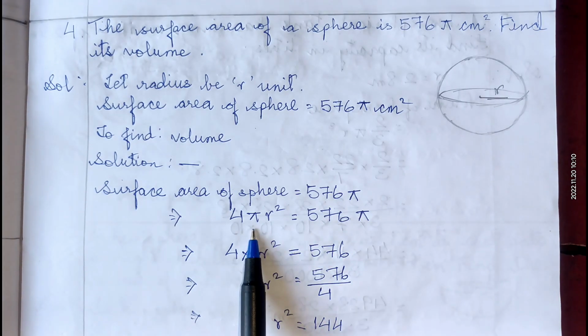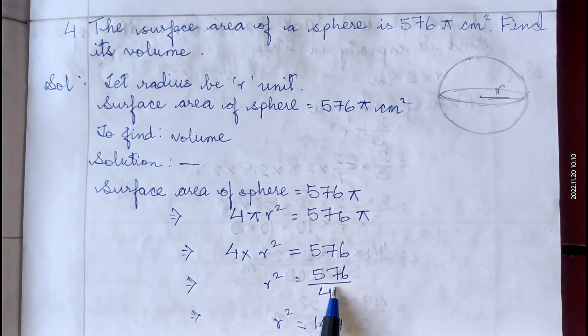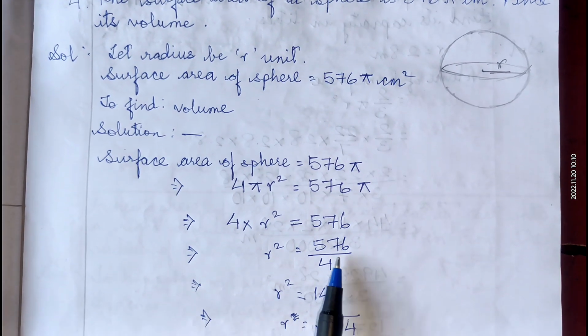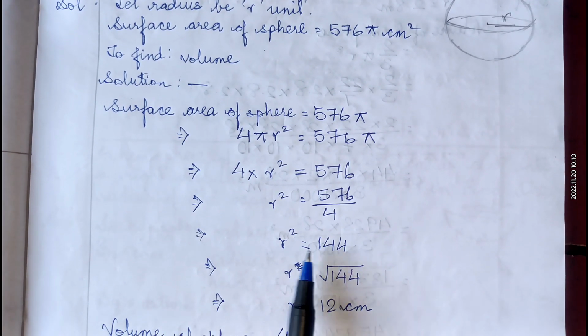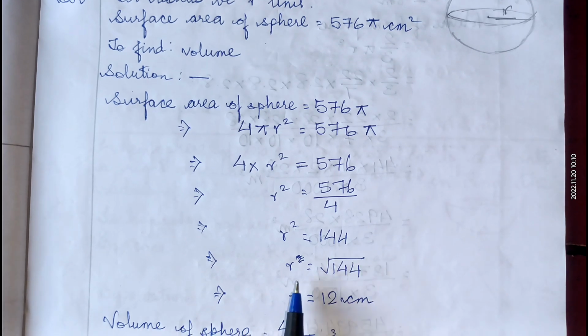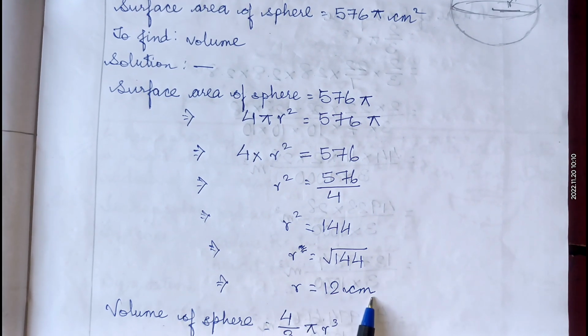If pi is cancelled from both sides, it will give 4 r square is 576. So r square will be 576 by 4. 576 divided by 4, it will give 144. So r square is 144. So r will be root over 144. So radius will be 12 centimeter because 144 is the square of 12.